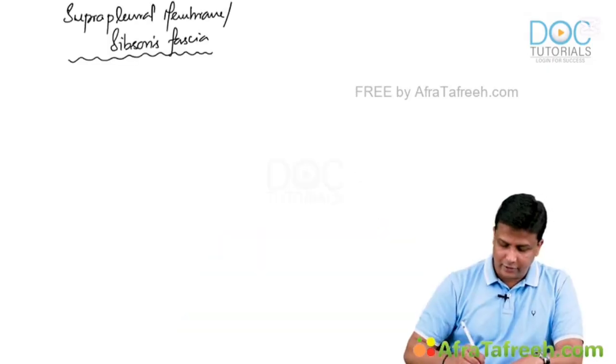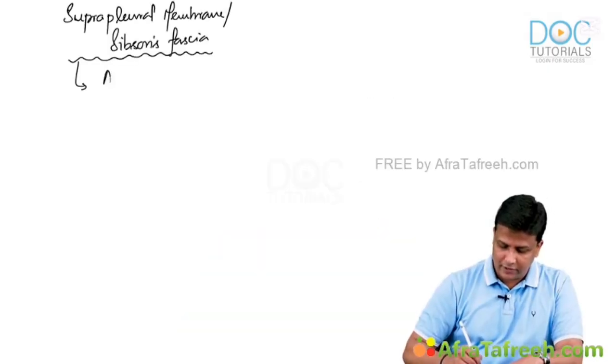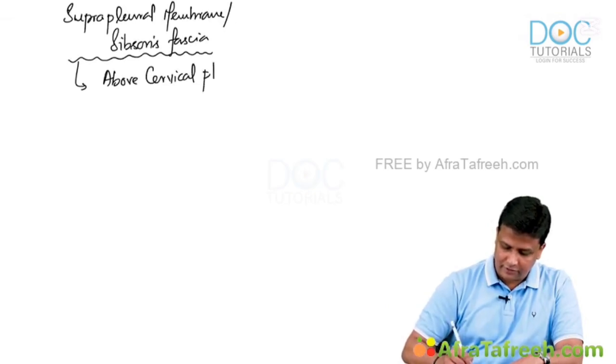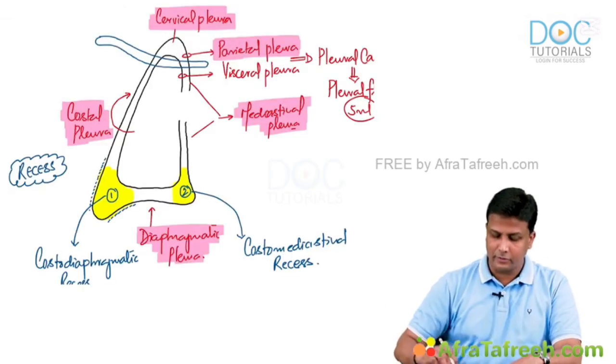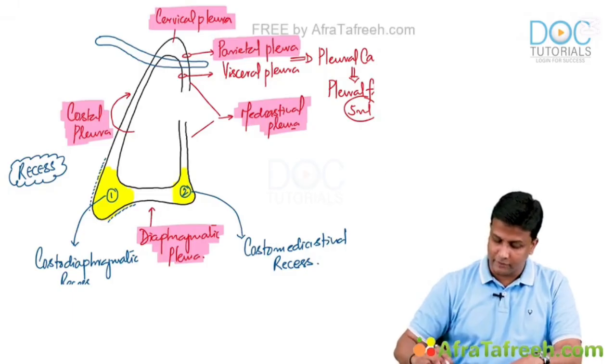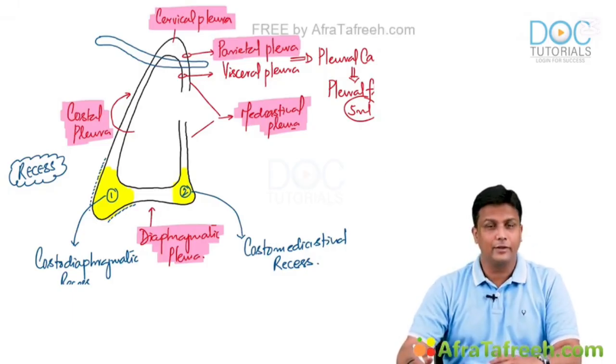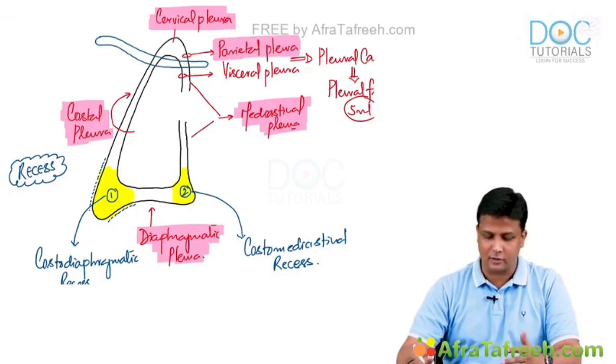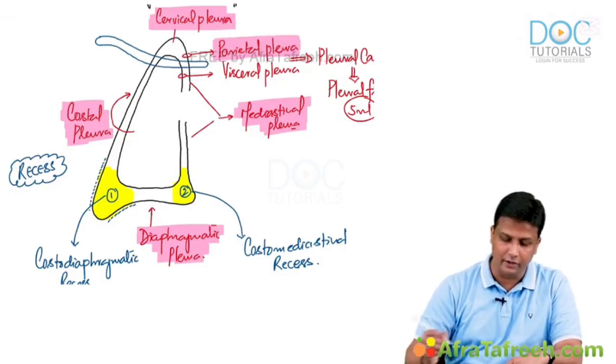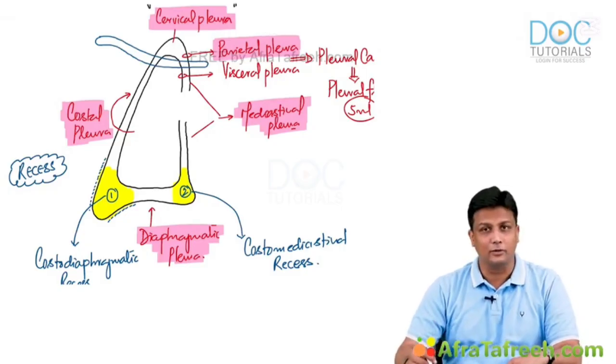So where exactly do you have this one? Suprapleural membrane. It is above the cervical pleura. If you remember, that's the reason I told you the parietal pleura is divided into 4 parts: the mediastinal pleura, the diaphragmatic pleura, the costal, as well as the cervical. I am speaking about this cervical pleura, and the membrane is present above the cervical pleura, guys.